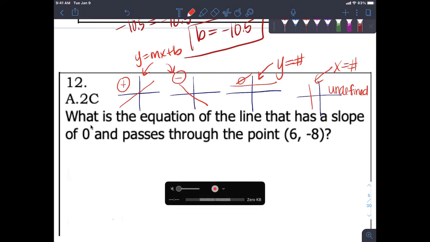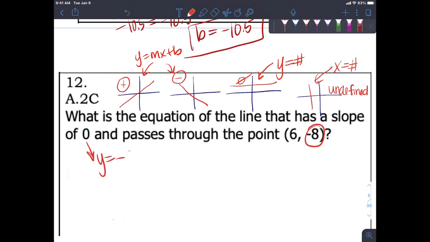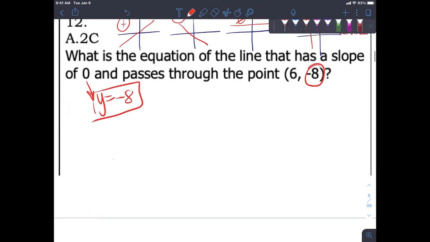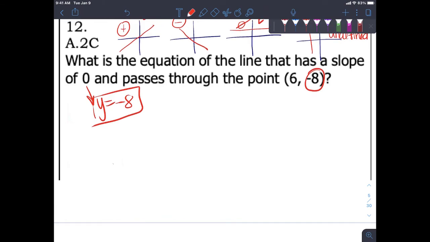Now, based on the fact that they told me that this slope is 0, I should automatically know y equals whatever that number is. But let's imagine that you forgot that, okay? So what I'm going to do is solve this just like I would solve a normal y equals mx plus b. So first thing I'm going to do is say y equals mx plus b. Let's plug in that slope, and of course, my x value and my y value. So let's write those in.